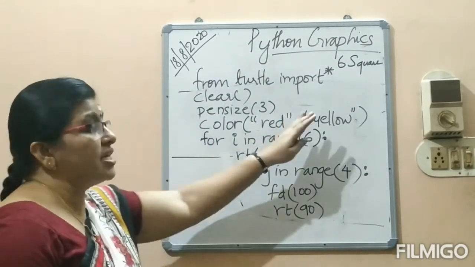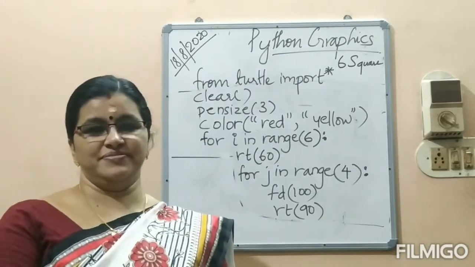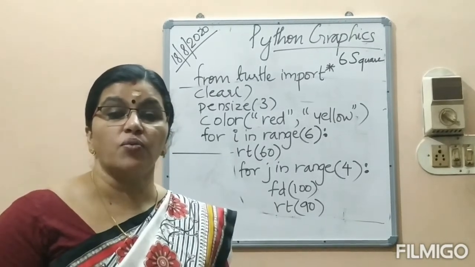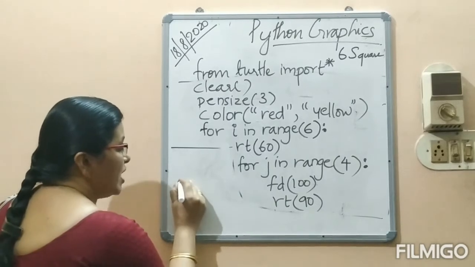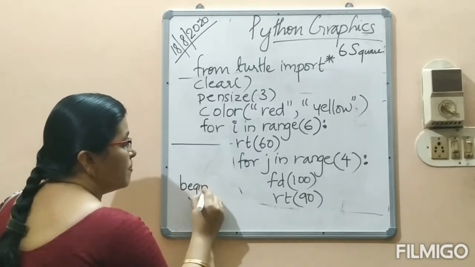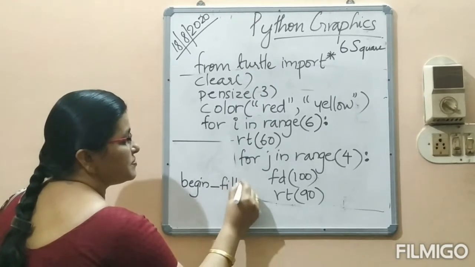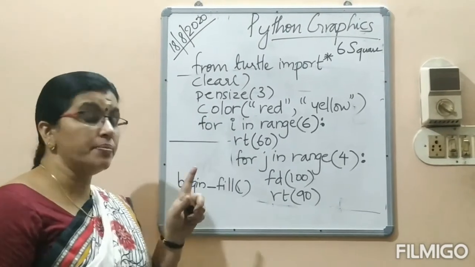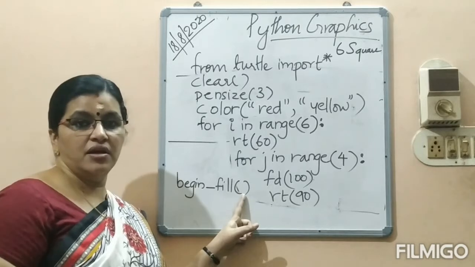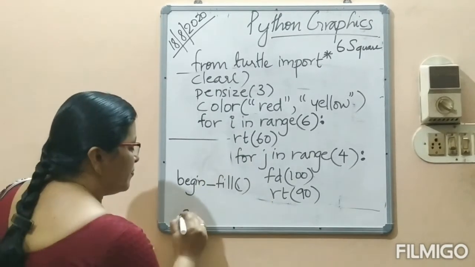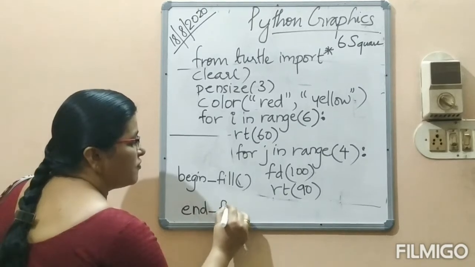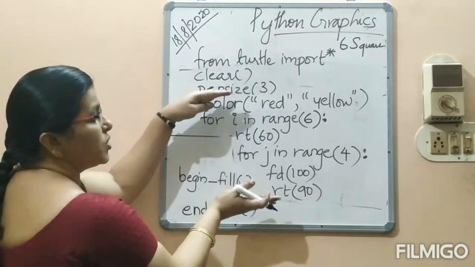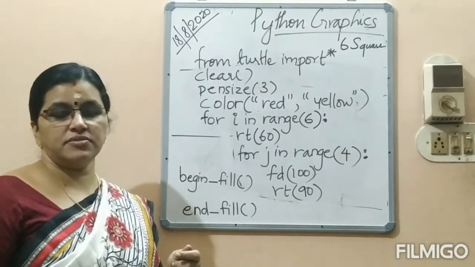But while writing this, we cannot get the fill color. Two more commands we have to write. What are the two more commands we have to write? We have to give in the beginning, begin fill. At the program end, what do we give? Begin underscore fill. At the end, end underscore fill. These two commands should be included inside this. Is it clear?